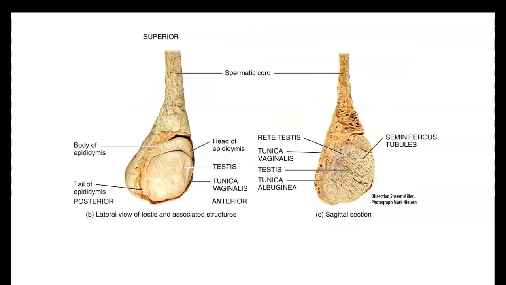And so this here is looking at the testes of a cadaver, and so it shows you, of course, the body of that epididymis. It's got the head, it shows the tail, it shows the testes and the spermatic cord coming down, and the different layers that are going to surround it. And then you have, of course, the sagittal section, which looks inside, which actually shows the seminiferous tubules and the rete testis.